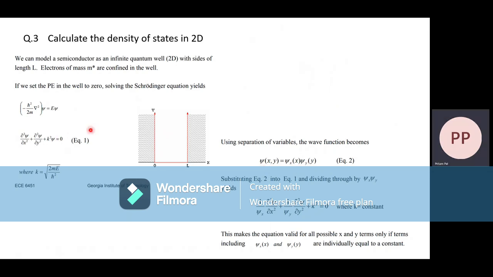If we divide this by psi x times psi y, we end up with something like this. This makes the equation valid for all possible x and y only if the terms including x and the terms including y are individually equal to a constant. Okay.